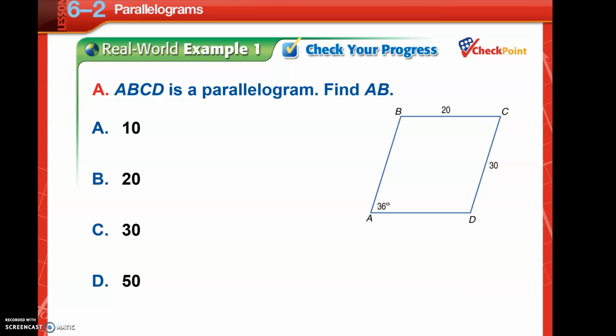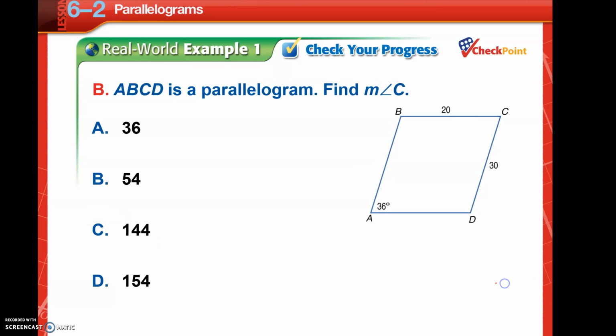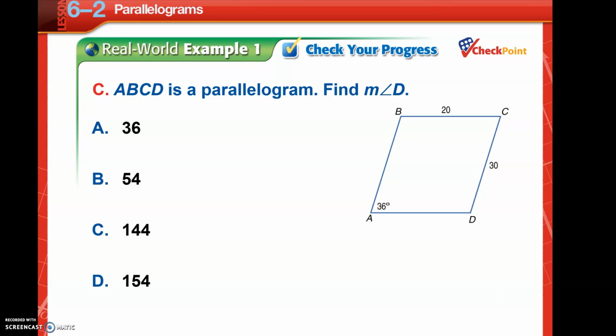So here, we want to find AB. AB is opposite of CD, which is 30. So that means AB is also 30. Find angle C. If angle A is 36, then angle C is 36. So angle C is 36 degrees. Angle D would be supplementary with A. So I'd go 180 minus 36, 144. So angle D is 144.